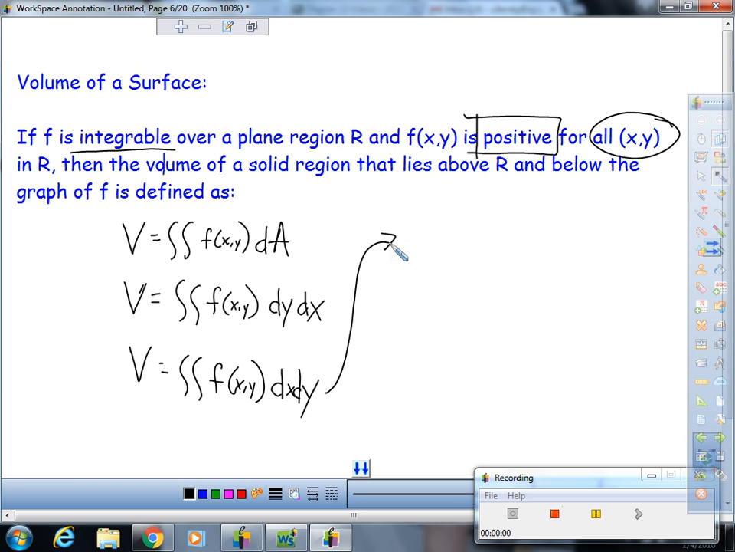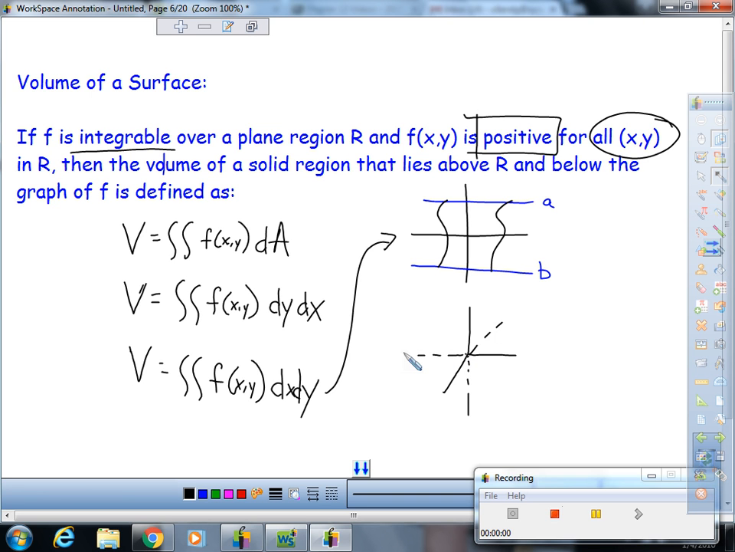Now you're going to have to draw two different pictures. You start with an aerial picture. We said this was horizontally simple, so let's say it looked something like this. This was A and this was B, and we've got some functions that it's bounded by here. That would be the aerial view, and then here is the actual look at this thing.